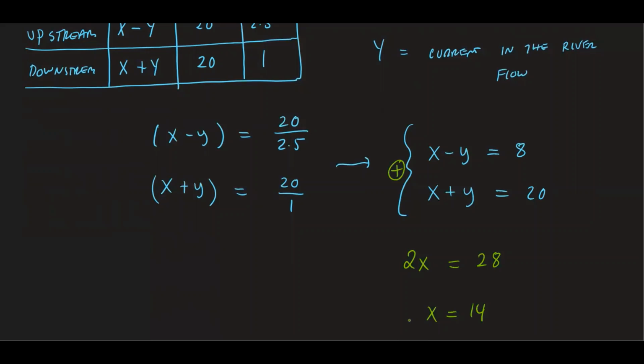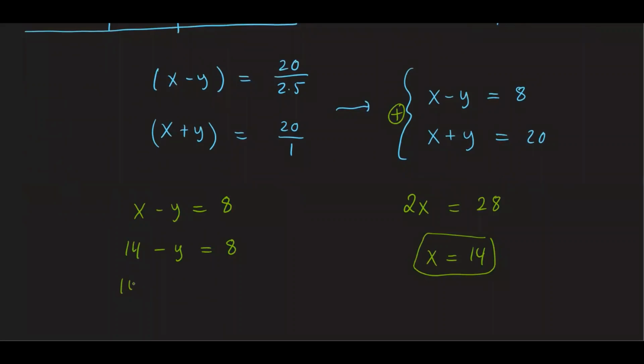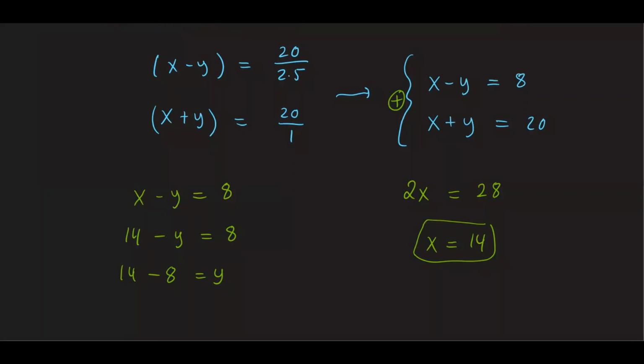So I can plug 14 into any of the equations I have. Let's plug it into the first one: x minus y is equal to 8. So I have 14 minus y is equal to 8. So we can do 14 minus 8 is equal to y, which means y is equal to 6. So there we have the value for each variable.